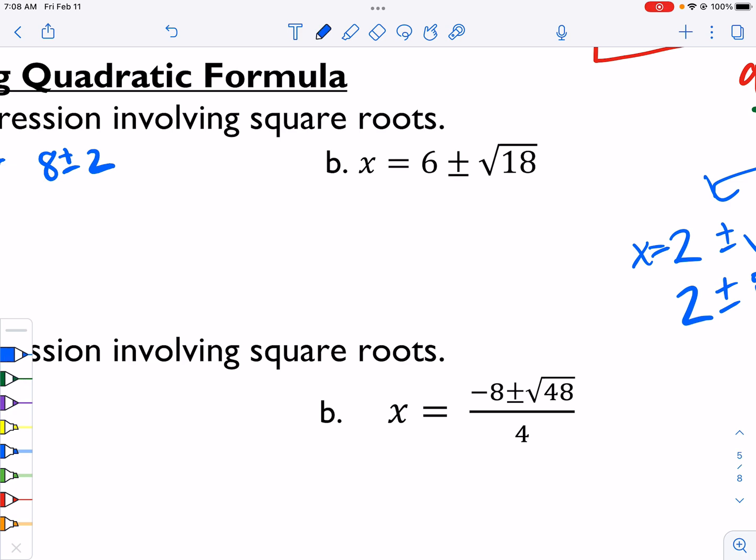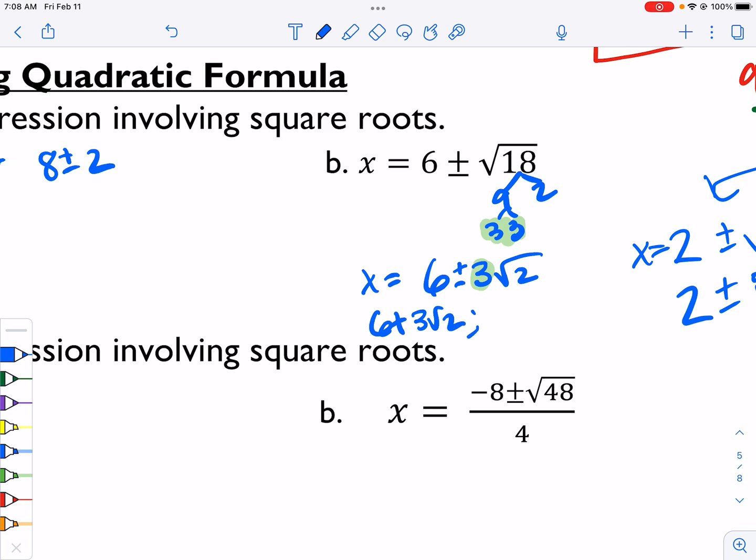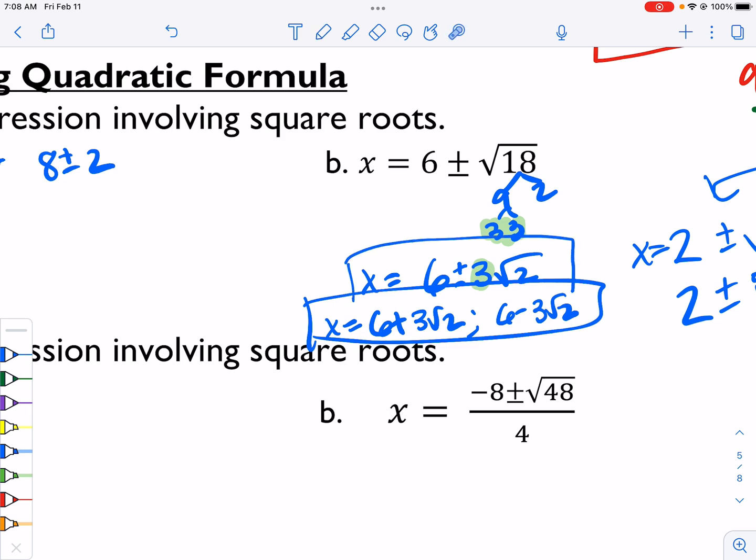Okay, so you should have this one broken down. So this breaks down to 9 and 2, and 9 is 3 and 3. So because it's a square root, we have a group of 2. So the 3 comes out, the 2 stays underneath, and we still have that plus or minus in front of it, and we still have that 6. So this represents two answers, 6 plus 3 root 2, and it's also 6 minus 3 root 2. Again, you can choose to write it as plus or minus, as long as you're remembering that means two things.